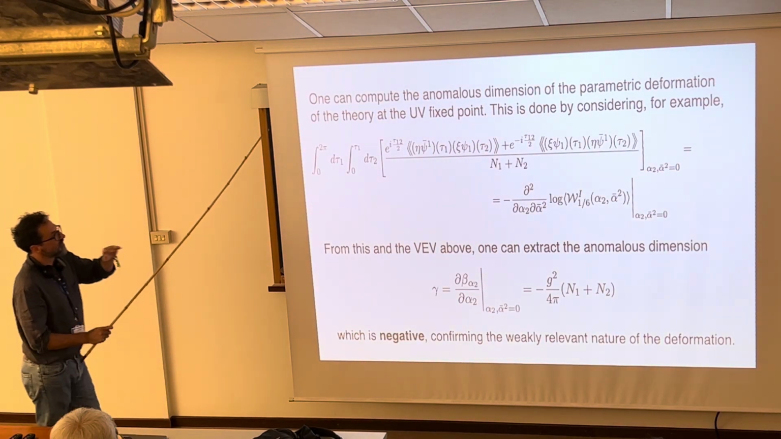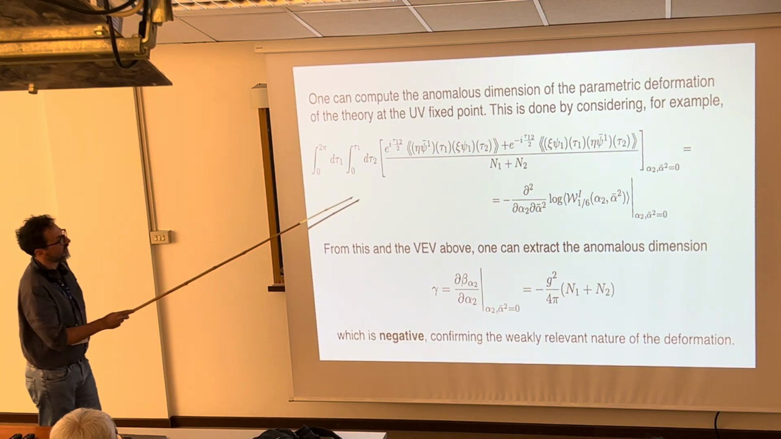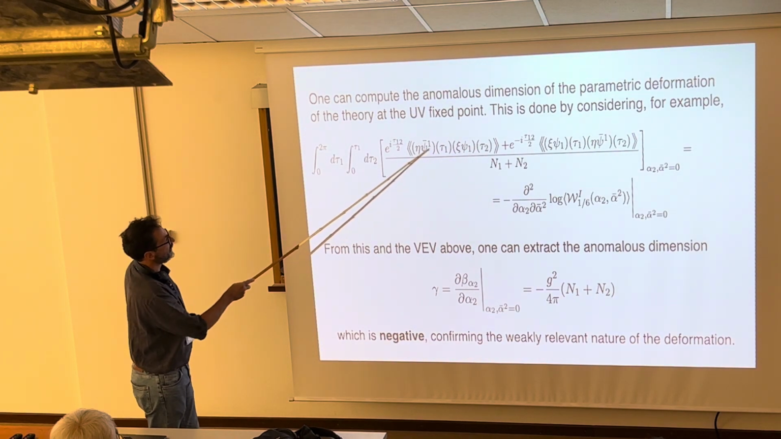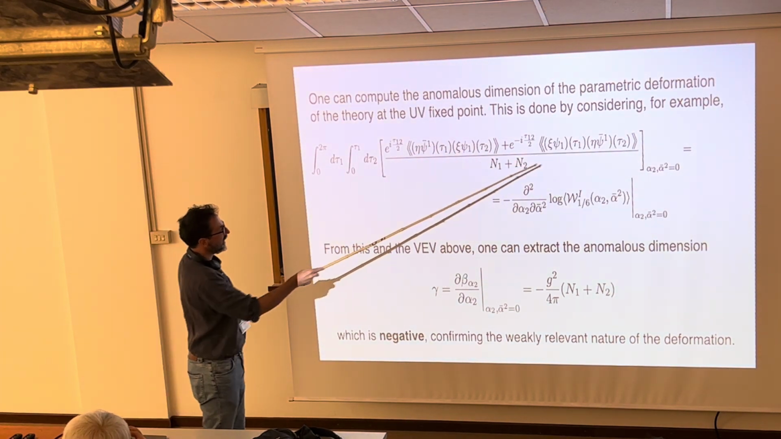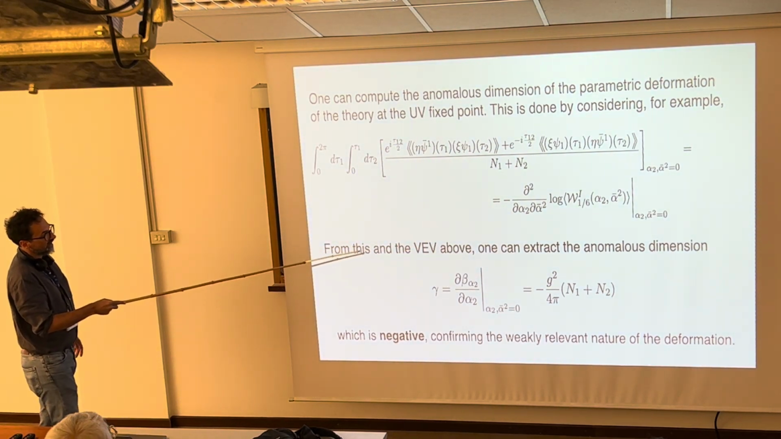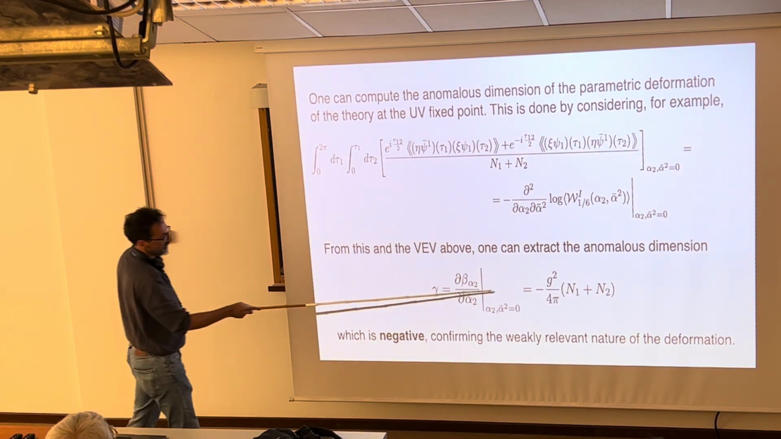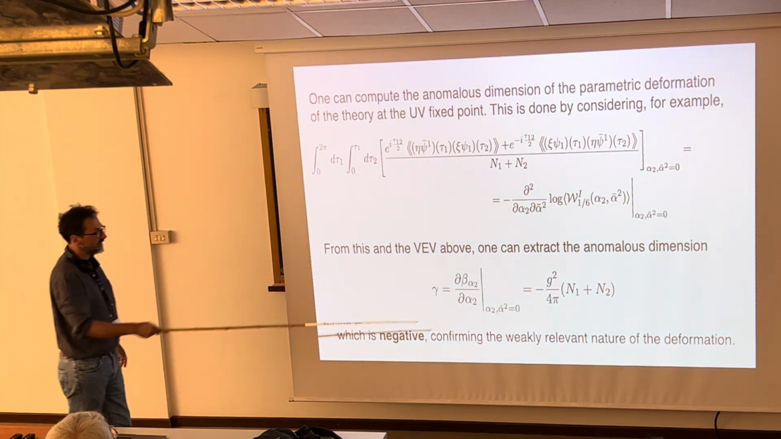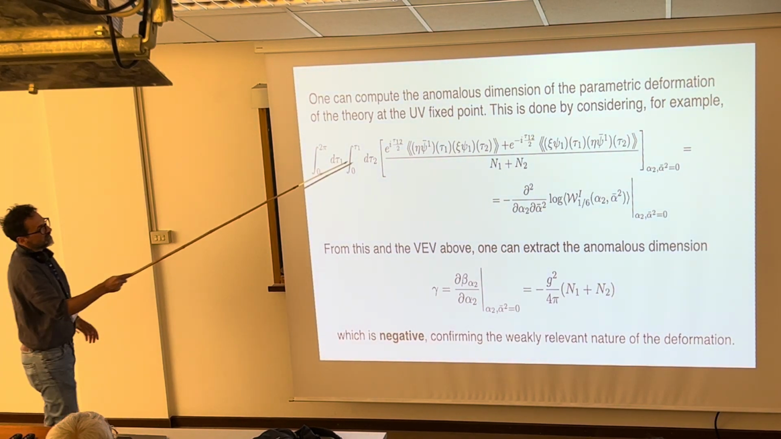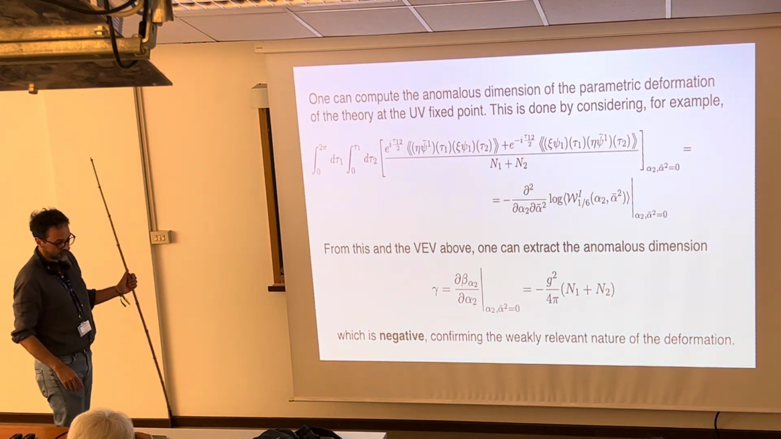And one can compute anomalous dimensions of the parametric deformations of the theory at the UV fixed point. So, for example, let's consider this particular 2-point function of psi bar. You can compute it, and then you can extract from this some anomalous dimension, which you find to be negative, which confirms the weakly relevant nature of this deformation that is something that you turn on at the UV fixed point and triggers this RG flow away from it.